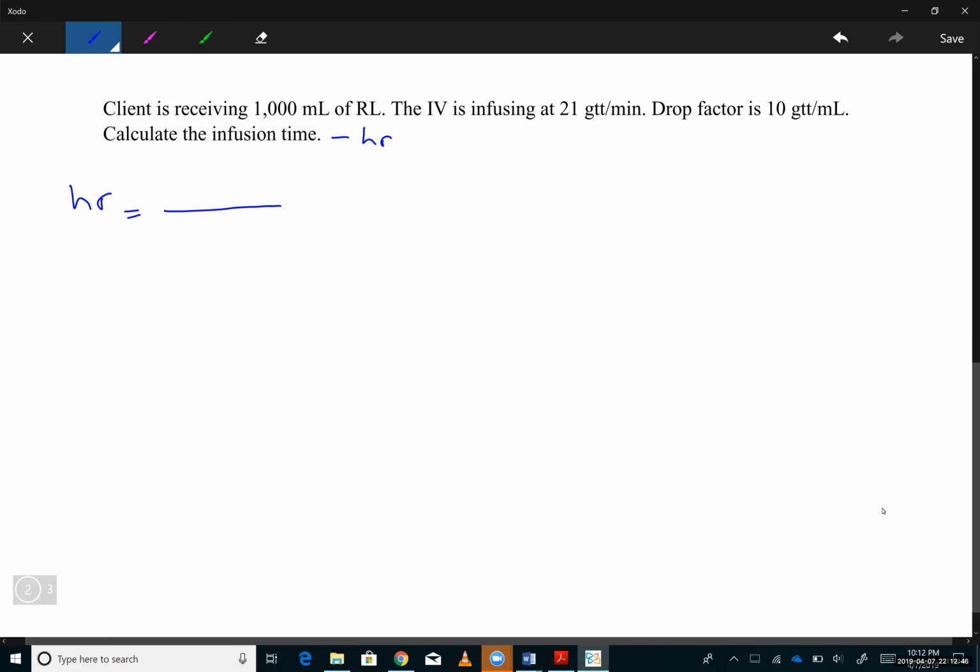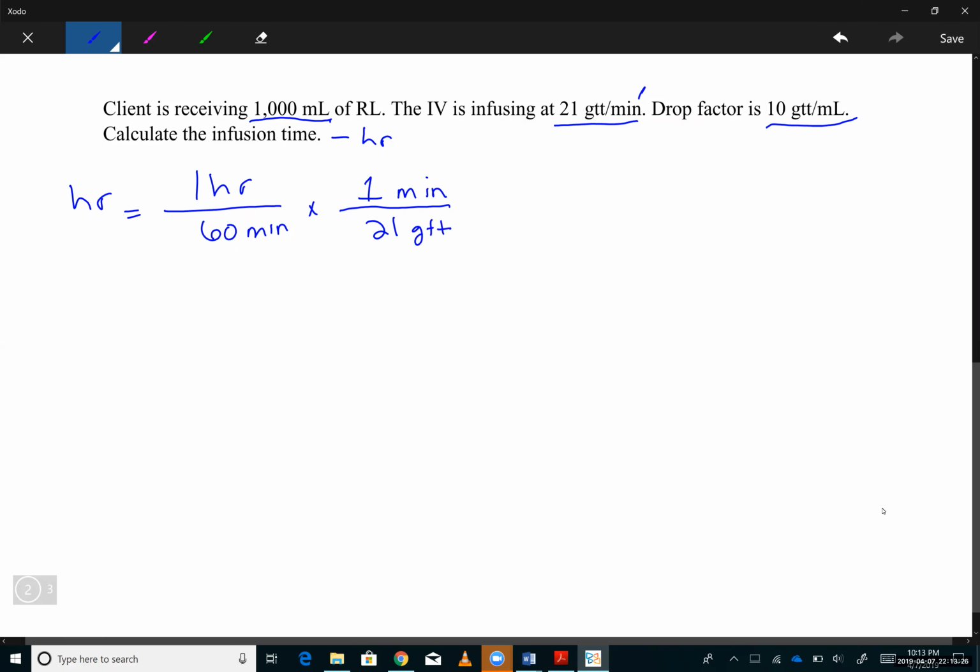The first fraction needs to have hours in the numerator. We have information here that involves milliliters, drops per minute, and drops per ml. So because we have minutes here, we need to start with a conversion between hours and minutes. We know that 1 hour is 60 minutes. Our next fraction needs to have minutes in the numerator. So we have 1 minute is what it takes to infuse the 21 drops.